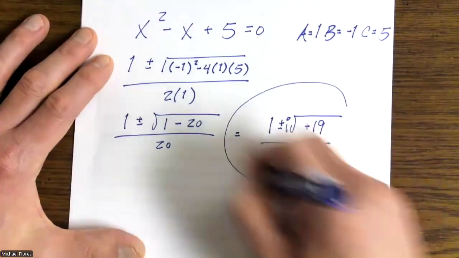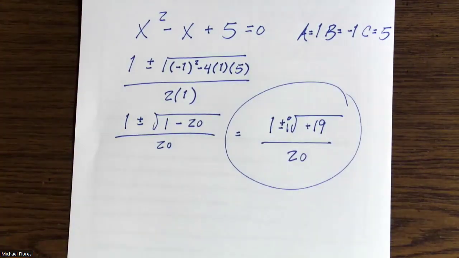So as you can see, our result was imaginary. If you're solving systems like these and you get an imaginary result, that means your solutions are never, your functions will never meet.